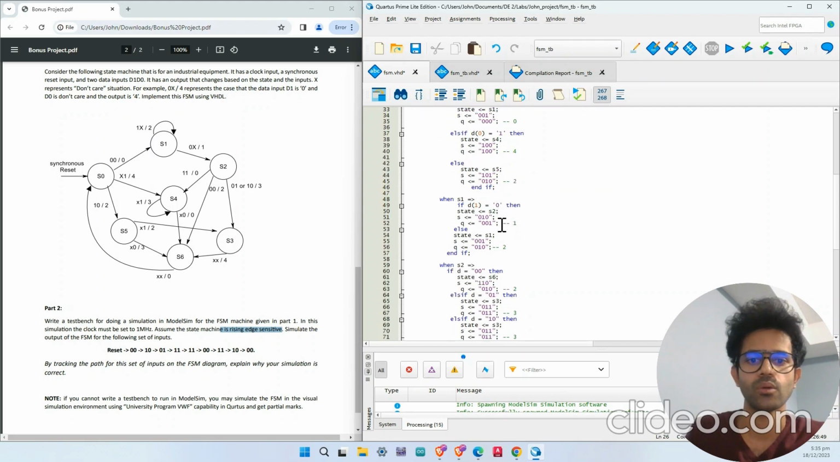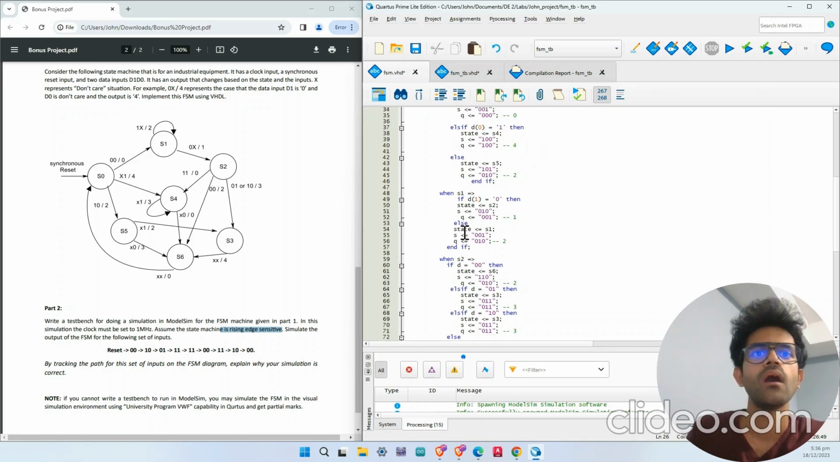Similarly, we go to state 1, and here we can see the first condition, we only have to take into account d of 1 because it doesn't matter what d0 is. So if d of 1 equals 0, we are looking at this condition. If d of 1 equals 0, then we go to state 2 and the output is 1. Else we go to state 1 with the output of 1.